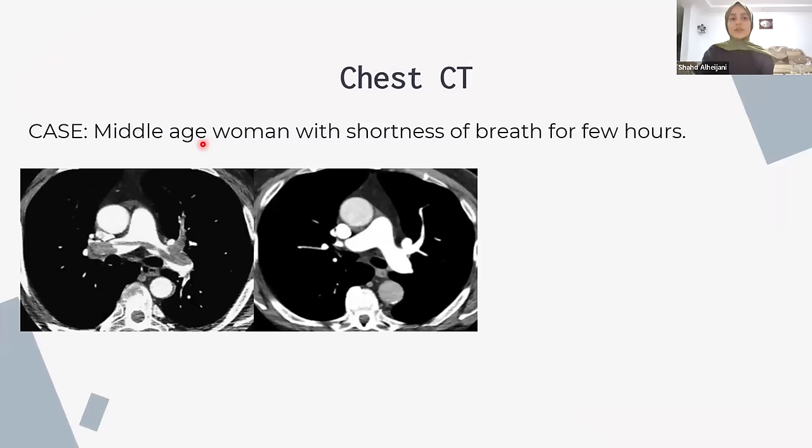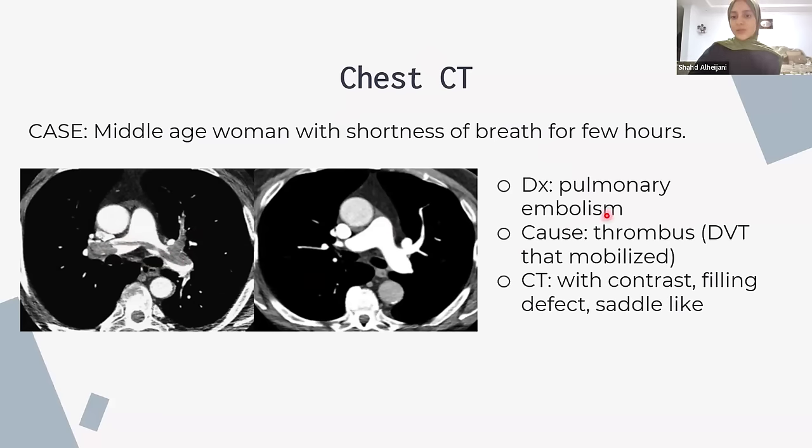Now the patient here is a middle-aged woman with shortness of breath for a few hours. Diagnose. Looking at those images. Can you guys tell? We got pulmonary embolism. Yes, good job. So this is an embolism. Here, you can see this saddle-shaped structure. This thing is basically an embolus. So here you have a diagnosis of pulmonary embolism.